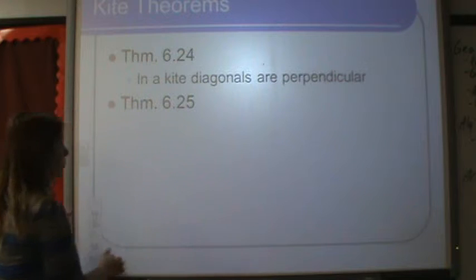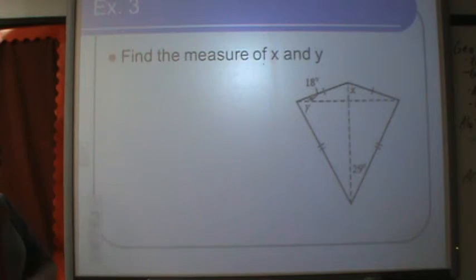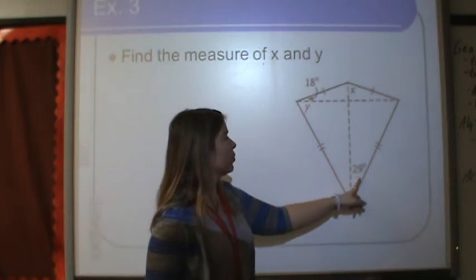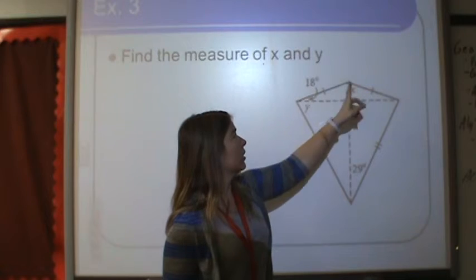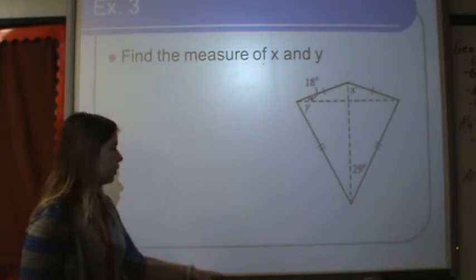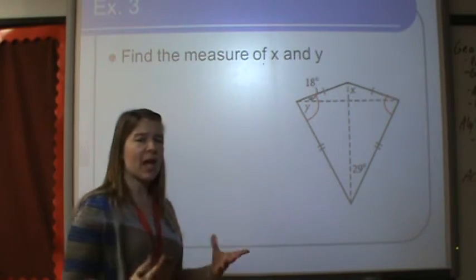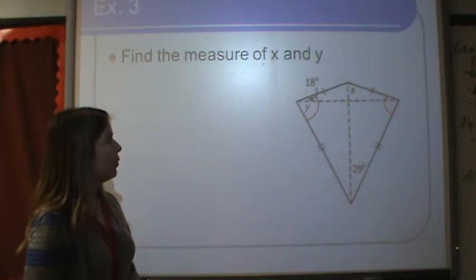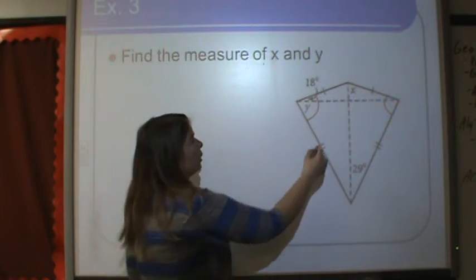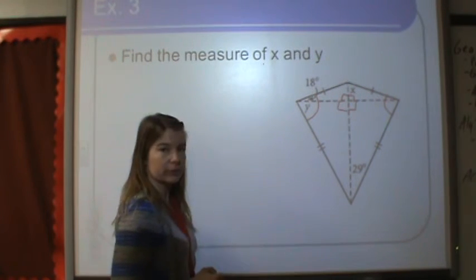So let me go through these theorems we've already talked about. And here's my kite. I have a measure up here of 18 degrees for this and 29 degrees for this, and I want to find angle X and I want to find angle Y. Well, the angles that I know are congruent will be an angle here and an angle here, but I don't know those measures. But we did talk about that we have diagonals that are perpendicular, so I know these are all right angles, so I already know one angle in each of my triangles.